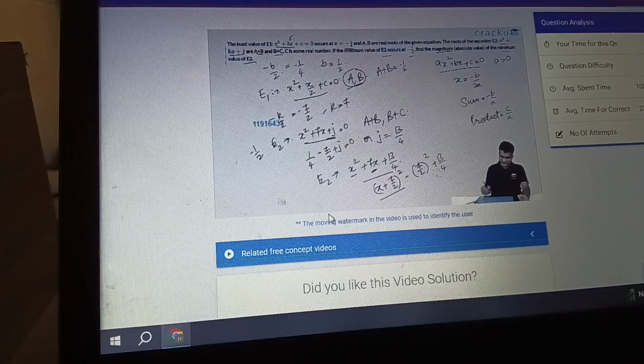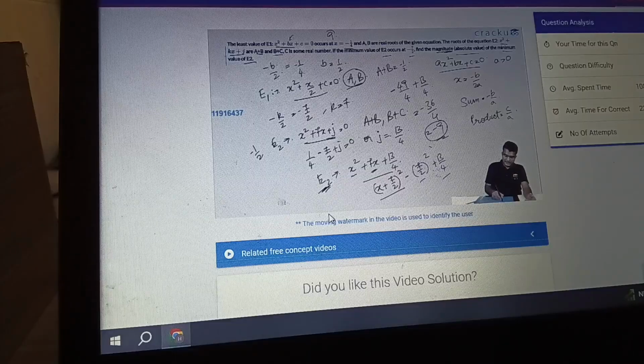So the minimum value of x plus 7 by 2 whole square is 0. That will occur when x is equal to minus 7 by 2. So the minimum value of E2 will be minus 7 by 2 whole square plus 13 by 4. If you simplify it, it will be minus 49 by 4 plus 13 by 4, which is equal to minus 36 by 4, which is equal to minus 9. So the minimum value of E2 is minus 9. What we are required to calculate is the magnitude, that is the absolute value of it. So the absolute value will be equal to 9. This is the answer.